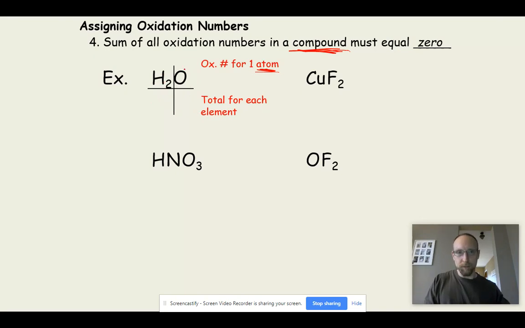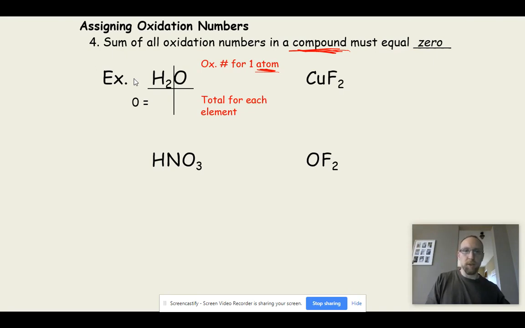All right, so keep this in mind. Totals on the bottom, individual oxidation numbers go on the top. This is what we want up here. This is going to be our final answer. So again, I use what I know to figure out what I don't know. First, remember, it's got to add up to 0. We're going to use that to figure out our unknowns.